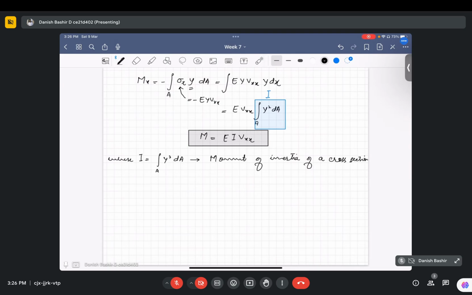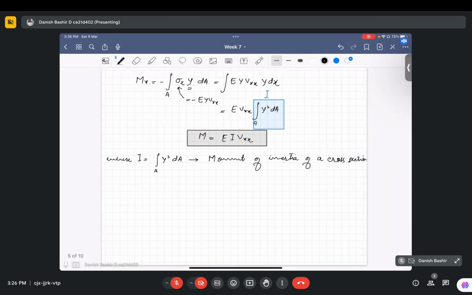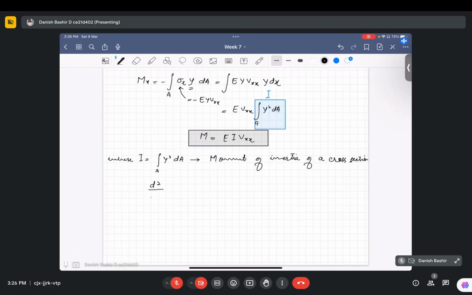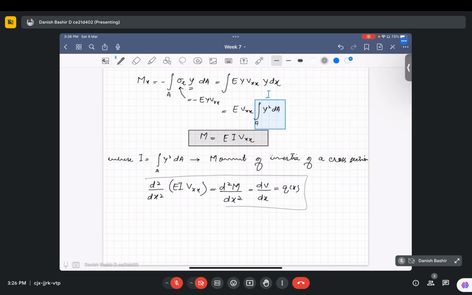Then moving forward, we can write this E I v x x in our previous equation, d2M by dx square. Equivalently we can write d2 by dx square of E I v x x, equal to d2M by dx square, which is itself equal to dV by dx, which is equal to the distributed load q of x. I hope this point is clear to you. So we developed a relationship between all these quantities within a beam element.